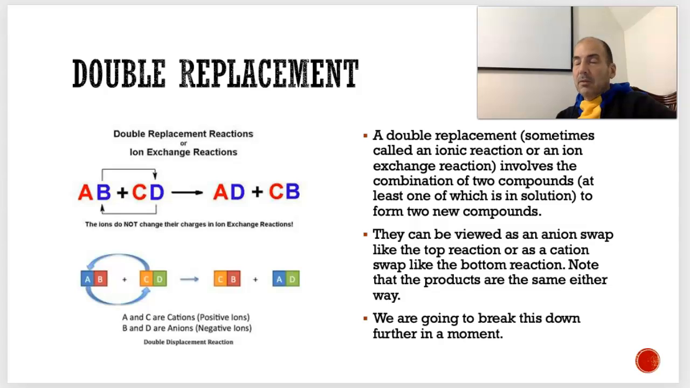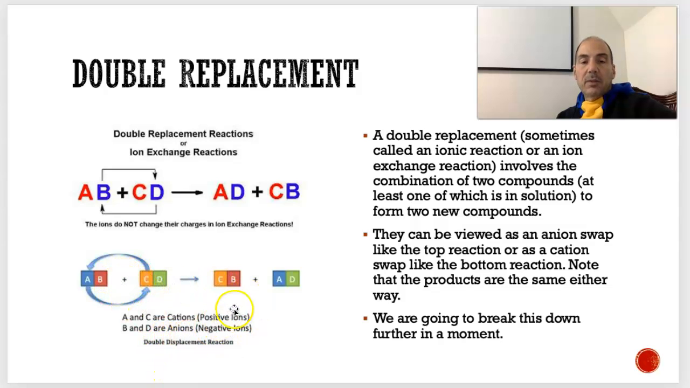Double replacement, sometimes called an ionic or an ion exchange. It's when we have 2 ionic compounds, at least one of which has to be in solution because it's typically an aqueous reaction. And we produce 2 new compounds because we swap ions around. Some people like to say that you're swapping the anions. Some people like to say that you're swapping the cations. Does it really make a difference?